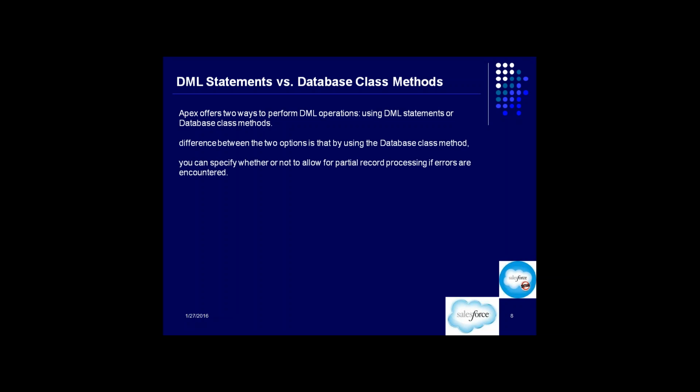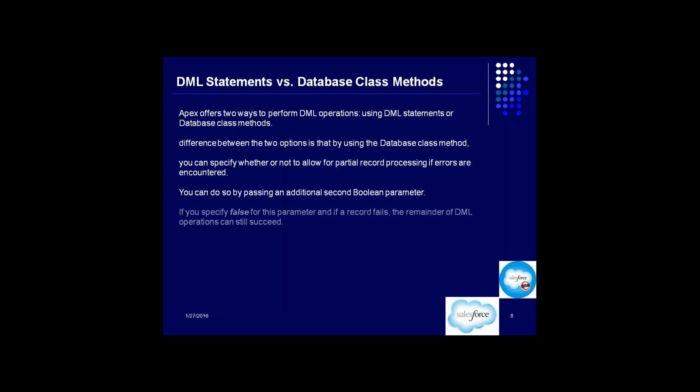If you use a normal insert, just insert, then it has a simple logic: either all records get processed or nothing gets processed. You cannot do anything about it. But if you are using database.insert, then you have the option that if you want partial records to be processed, it can do that as well. Got it? So that's important. You can do so by passing an additional second Boolean parameter. If you specify false for this parameter and a record fails, the remainder of the DML operations can still succeed.